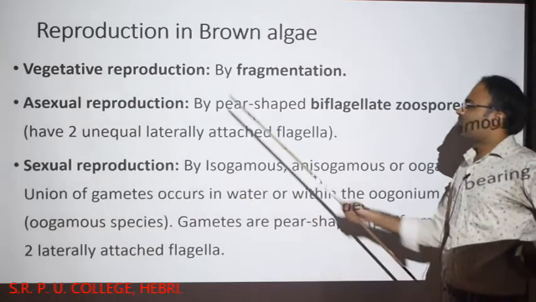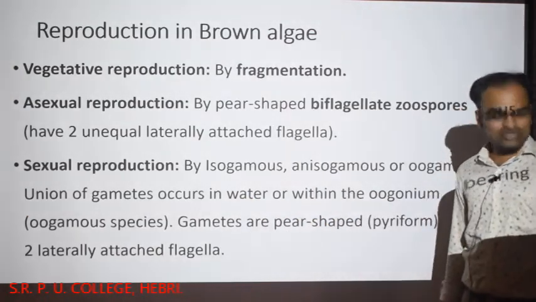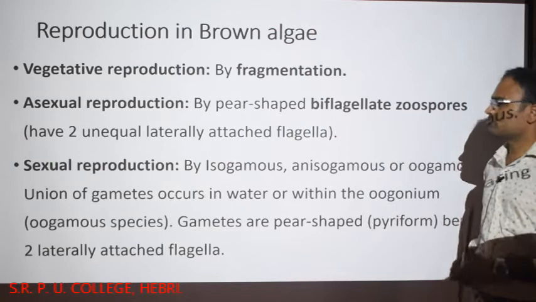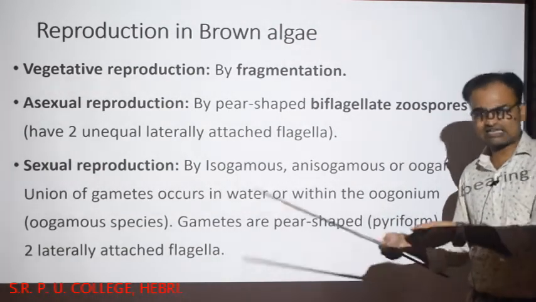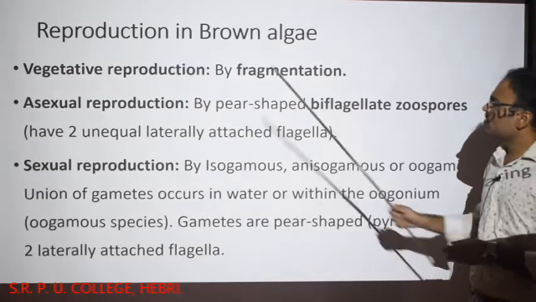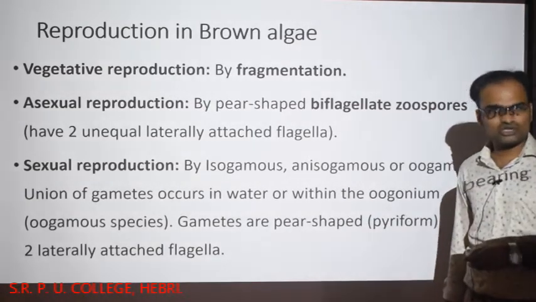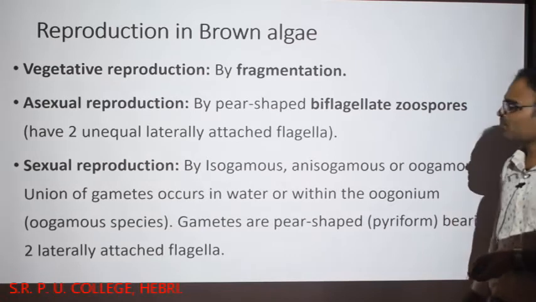So next one, the reproduction in brown algae. How are these brown algae going to reproduce? The same type whatever we have studied in the previous class, that is the green algae, the same type we are observing. Vegetative reproduction is by fragmentation. It's a meaning we already know.